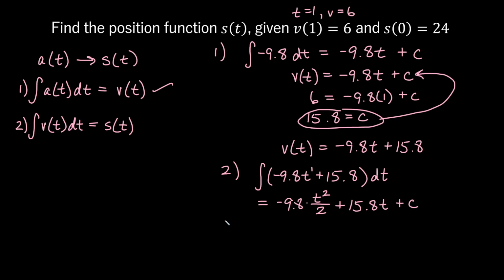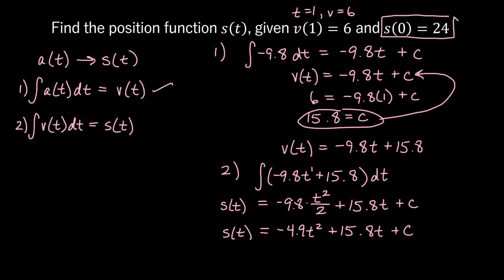I'm going to go ahead and clean this up. Remember, this is our position function now that we've integrated, right? So our position function, s of t, is actually, if I divide this by 2, negative 4.9t squared plus 15.8t plus our constant. This is our general solution for position, but we can solve for the constant because we have a condition that tells us about position. So this s of 0 equals 24 tells us that when we plug in a value of 0 for t, we get that s is equal to 24. So if we plug that information into the s of t here, we can solve this other constant as well.